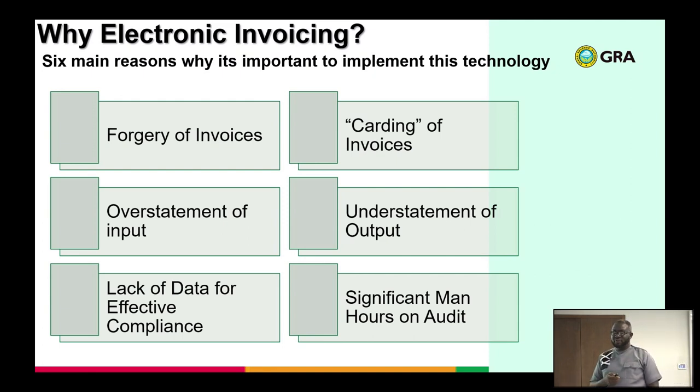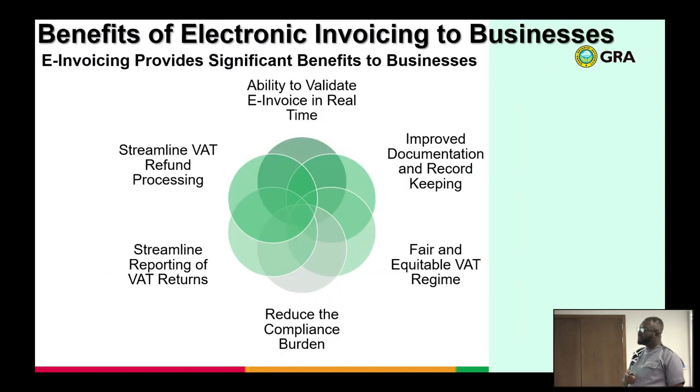There's also a lack of data for effective compliance. As you can imagine, issuing invoices manually, for GRA to collect those invoices, analyze them and do effective compliance becomes extremely difficult. And this of course leads to significant man hours in the audit work done by the authority. These generally are not exhaustive, but are a list of some problems we have with the manual invoicing regime, for which reason we are moving to the electronic invoicing system.